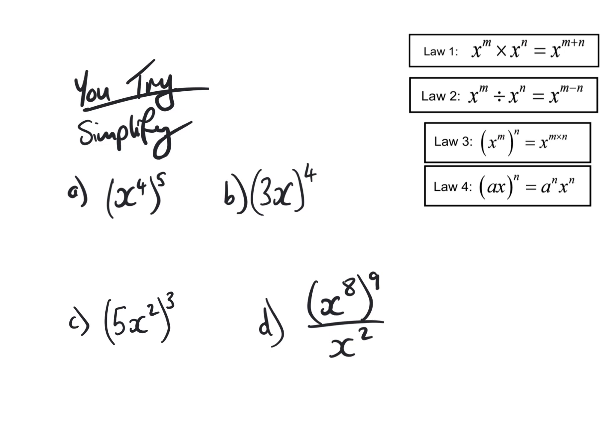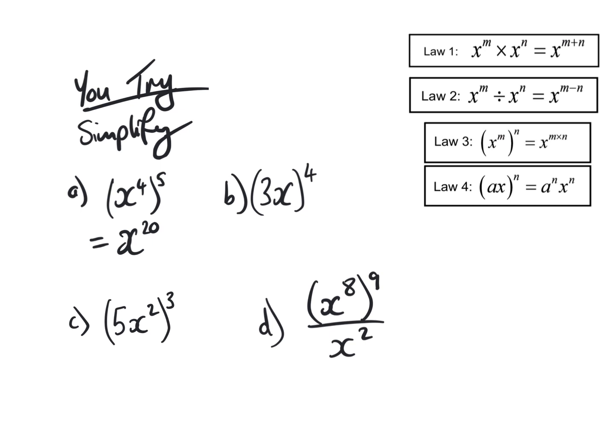First one here, part A, we have x to the power of 4 to the power of 5. So this is this law here, where we have a power to another power. Okay, so what we do is we multiply the indices, or the index numbers, so m times n here, 4 times 5 in this case, so that's x to the power of 20.